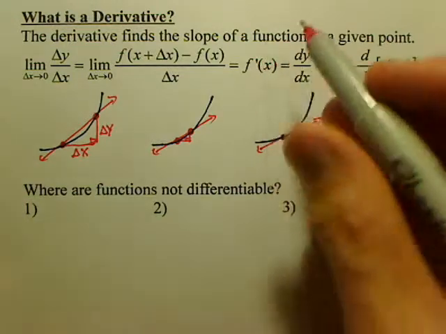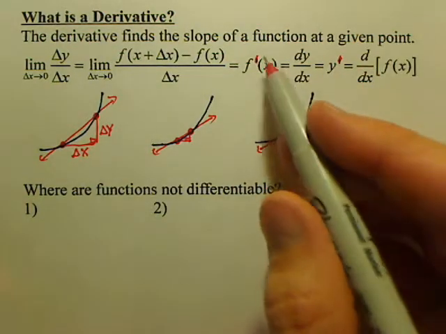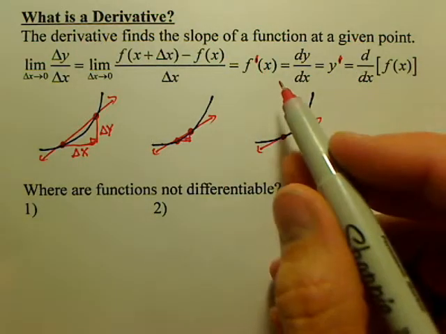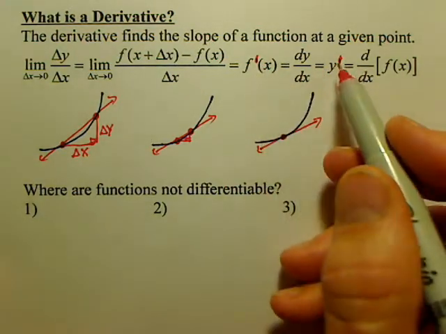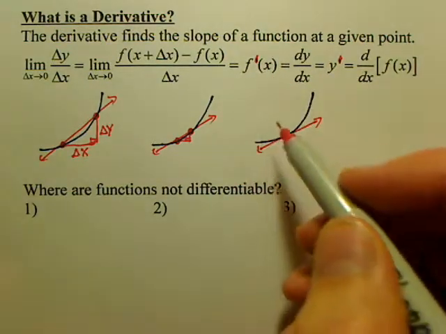This little notation is called a prime. You hear me say that a lot. It's not like a first power, it's called a prime. Anyways, those are derivatives. So if you have f of x and you put this little thing, it means the derivative of f of x.